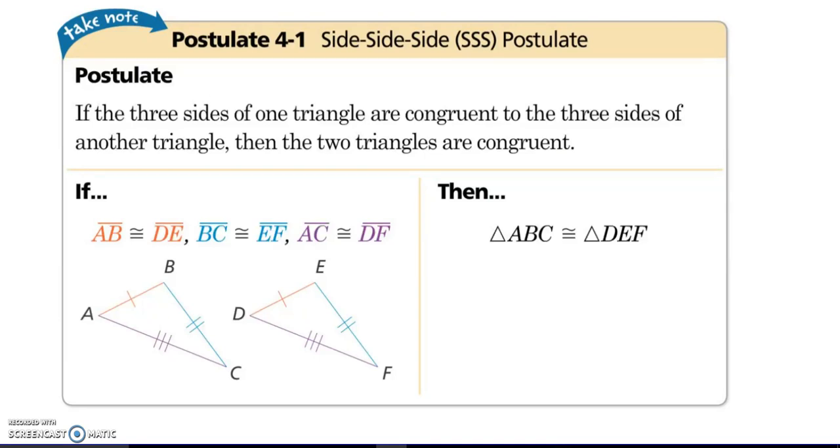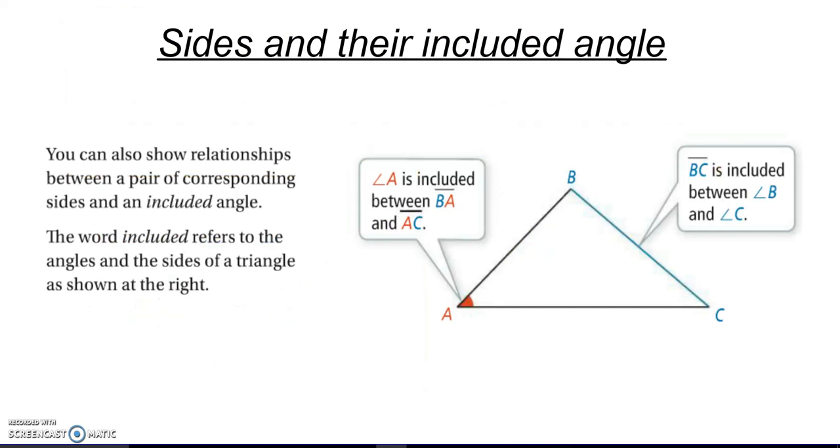Now, just like in the last section, these congruency statements are still important, because when you write the congruency statement, it also tells me which angles are congruent to each other. So I know angle A is congruent to angle D, angle B is congruent to angle E, and angle C is congruent to angle F. So once I've proven that these triangles are congruent, I can also prove that their angles are congruent. Okay, so sides is something very simple.